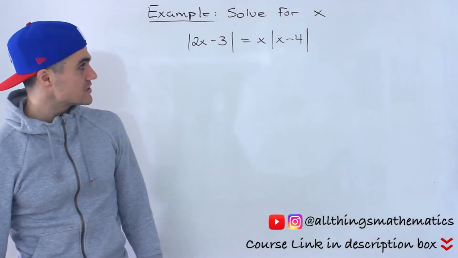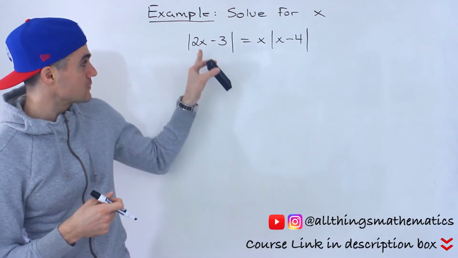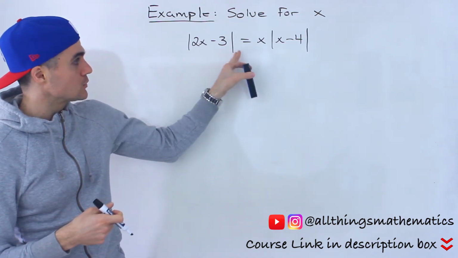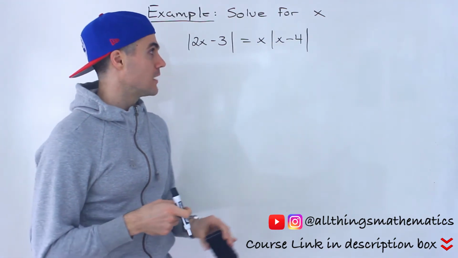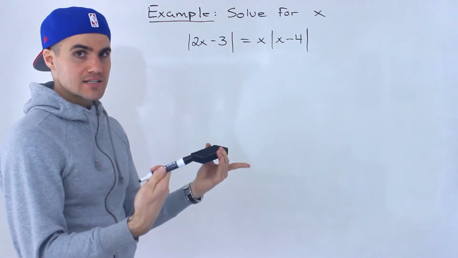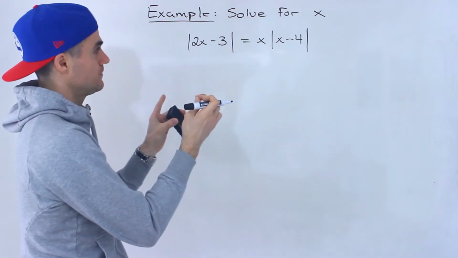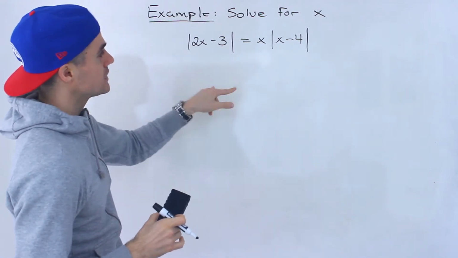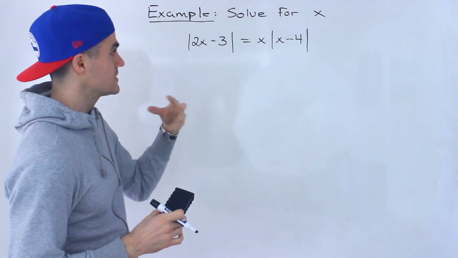Moving on to the next question, another equation dealing with multiple absolute values. So we have the absolute value of 2x minus 3 equals x times the absolute value of x minus 4. Like I did in the previous example with two absolute values, we have to take each absolute value and split it up into a piecewise function. At least that's what I do.